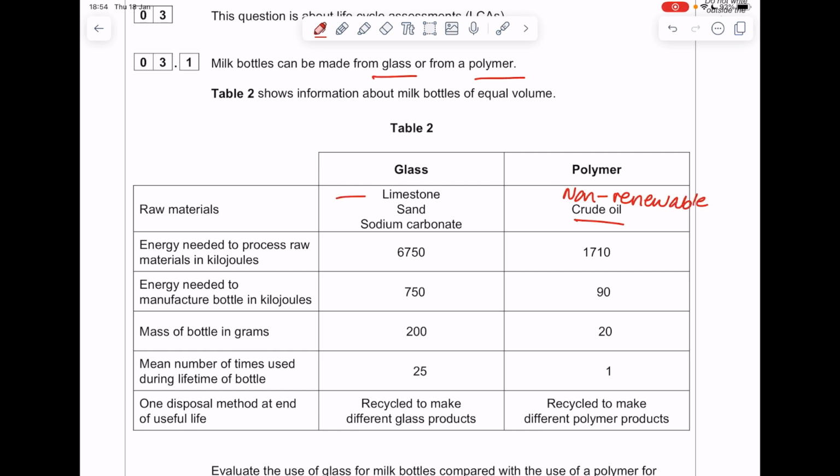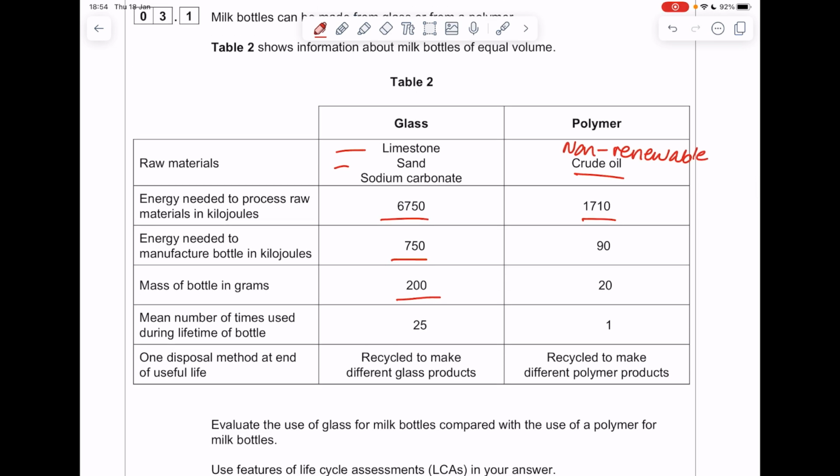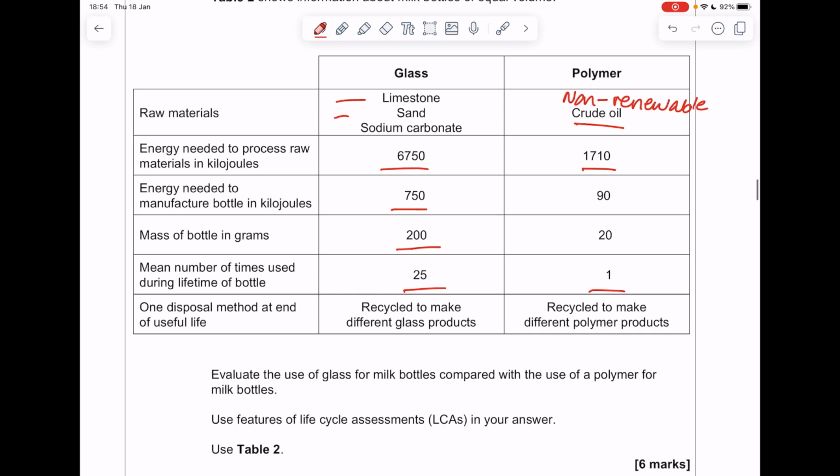But we do know that quarrying to get this limestone and sand is going to be a problem for the environment. Energy needed to process raw materials is much higher in glass compared with the polymer. Energy needed to manufacture the bottle, again, it's much higher for the glass. The mass of the bottle is heavier. Mean number of times, okay, look how many times that glass bottle can be used versus only once for the polymer. This is why it's so bad for the environment.